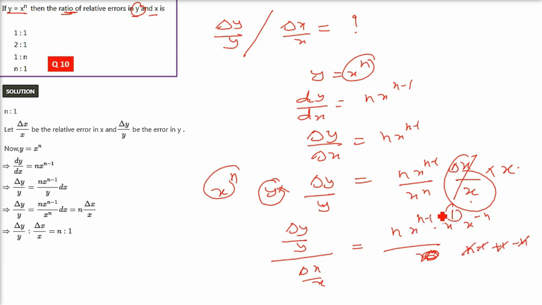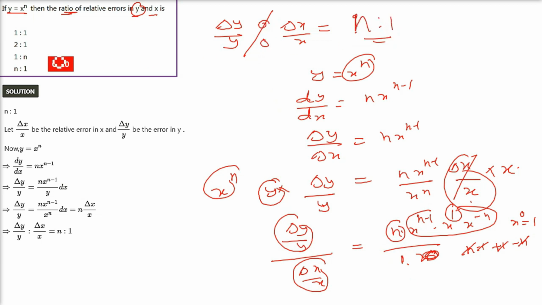X to the power 0. Anything to the power 0 is 1. So you are only left with n. What is in the denominator? 1. So the ratio of the relative errors of y and x is nothing but n is to 1. N divided by 1. N is to 1 is simply n divided by 1 only. So it is n is to 1, which is the fourth option.